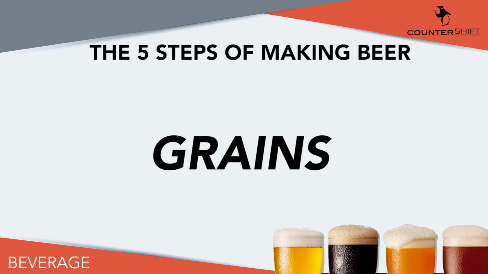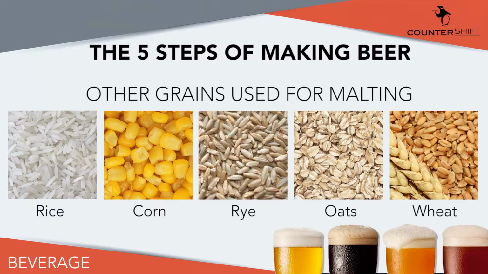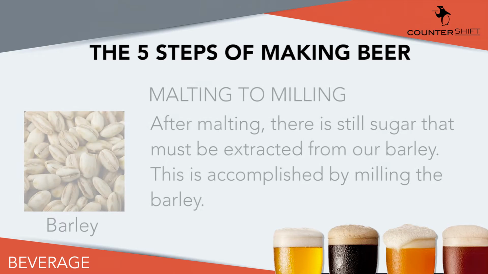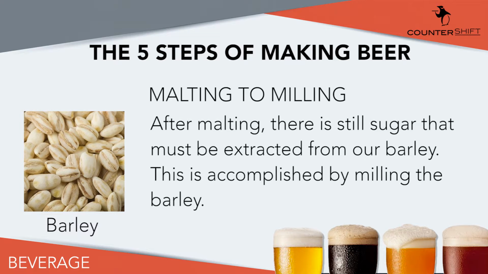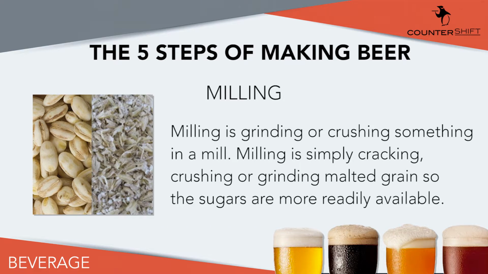Many different grains other than barley can be used, and each offers a distinct flavor and structural component to the final brew. We are going to focus on barley, but here are some other grains that can be used. The malted barley now has sugar inside, but we need to make it available for the yeast. That is where milling comes into play. Milling is simply cracking or crushing or grinding malted grain so the sugars inside are more readily available.